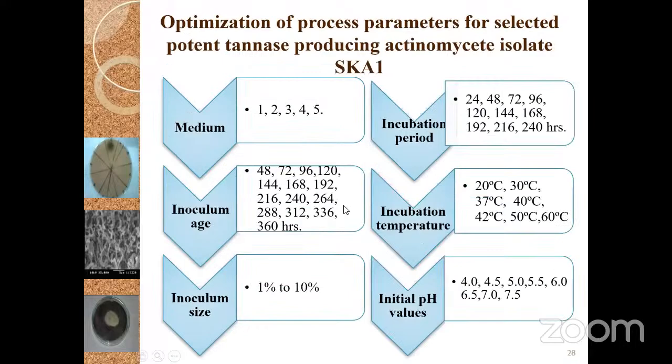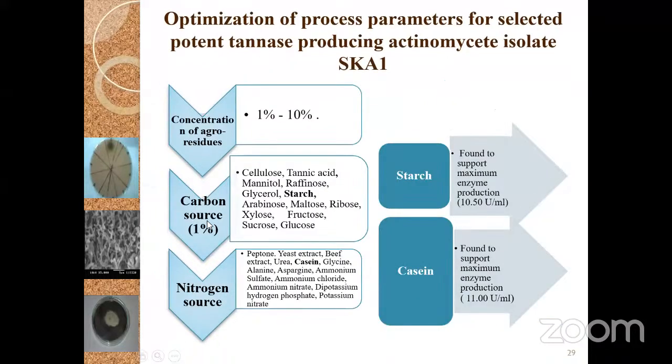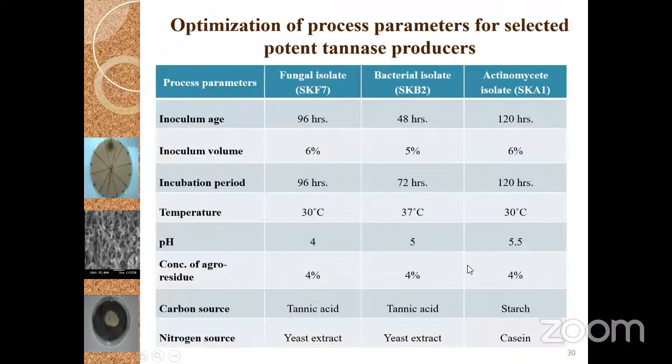Then the different physical and chemical parameters were also optimized with respect to the actinomycetal isolate, that is SKA1. And we have used 5 different media for this also. Surprisingly, amongst the different carbon sources, we found that starch supports the maximum enzyme production, and among different nitrogen sources, casein was found to support the maximum enzyme production. So this is the table which summarizes the process parameters, all the physical and chemical parameters.